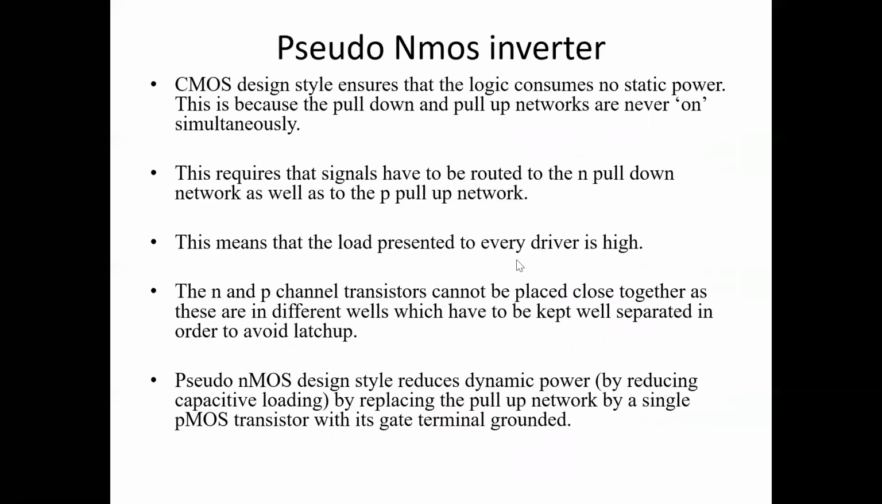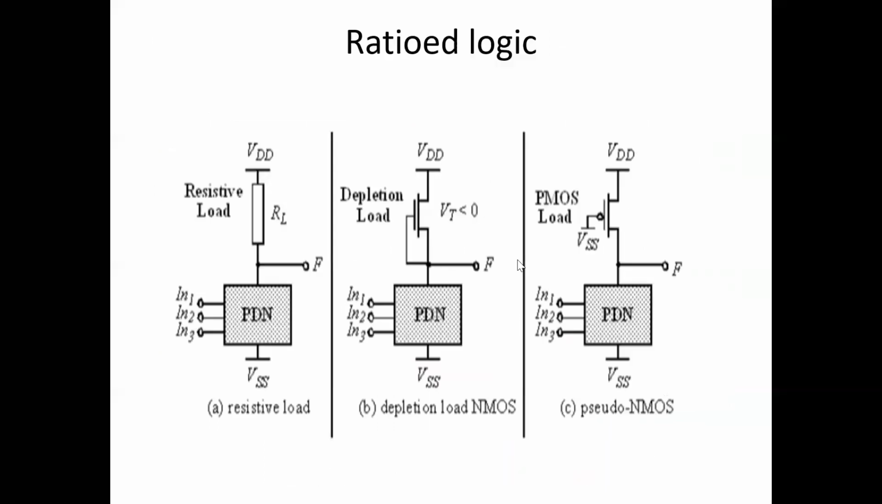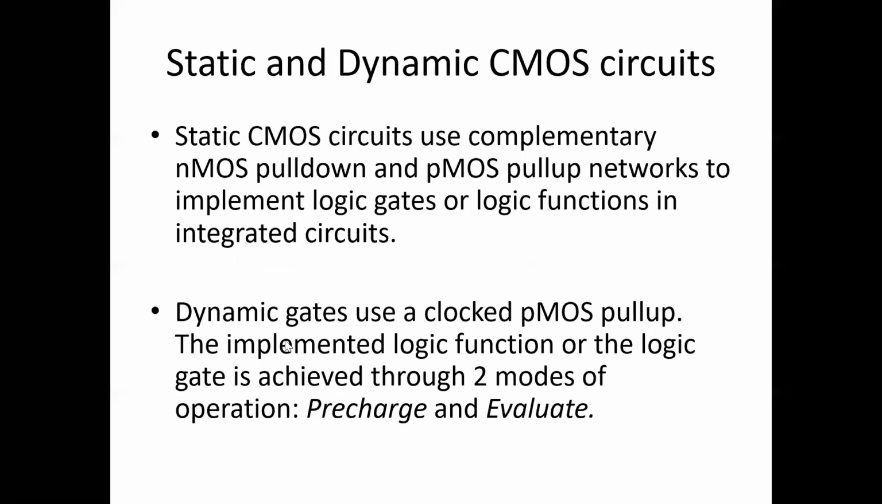Ratioed logic is when the pull up is always on, and when the pull down is also on, the output has to go to 0. But there will be a fight between pull up and pull down. So the pull down has to be stronger than the pull up, and its dimensions, the W by L aspect ratio, should dominate that of the pull-up transistor, and it has to pull the output voltage down to ground.